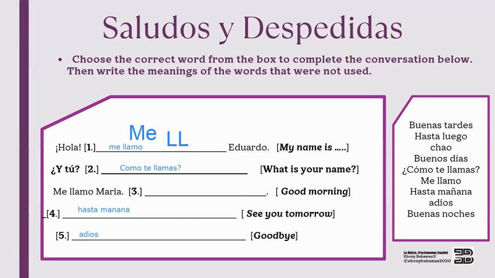Notice the way they act. Again, notice how this dialogue flows. Hello, my name is Eduardo, and you? What is your name? Oh, my name is Maria. Good morning. See you tomorrow. Adios. And that's the end of it. You don't need a long dialogue, right? It just shows that you know how a conversation should flow as you talk in a dialogue.